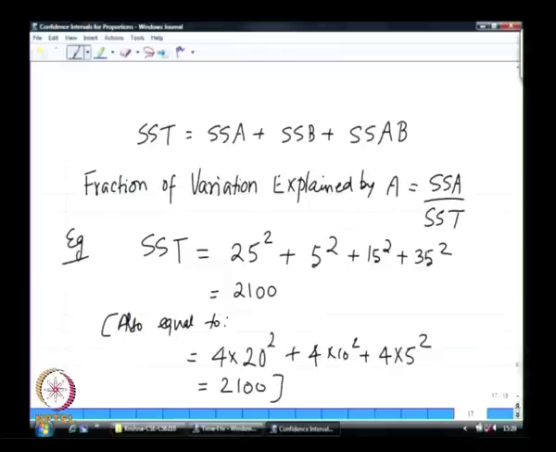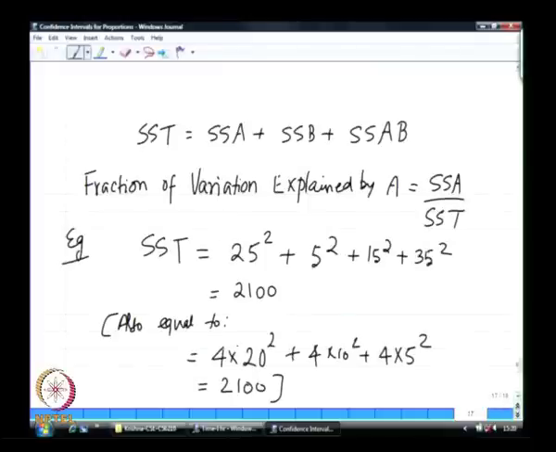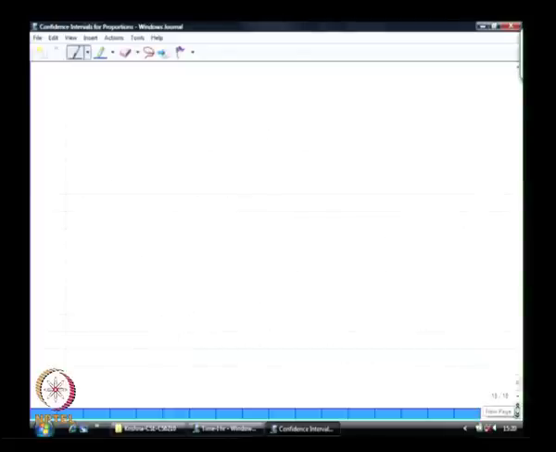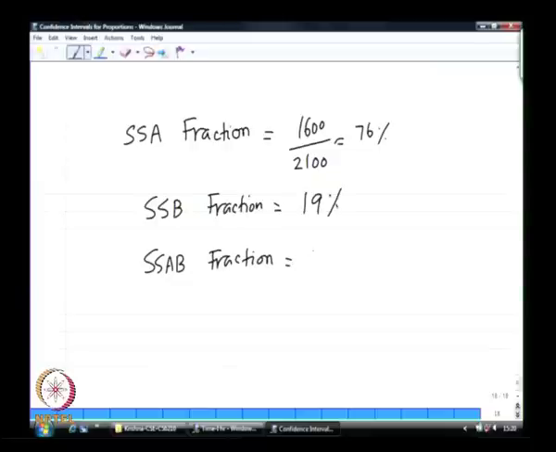So I am just explaining the rationale. We will come to the proof very soon. There is a lot of demand for that. So what is SSA now? SSA is 4 into 400, 1600, SSB is 400, SSAB is 100. So what I finally want to come to is the SSA fraction. The fraction of variation that is attributable to factor A is 1600 by 2100, which is 76%. So this is what we are trying to find out.